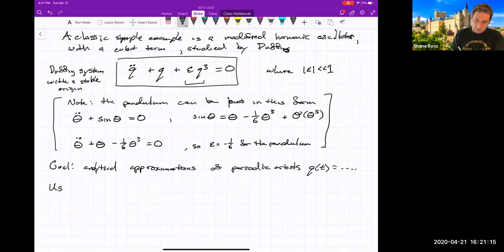So before we get to Lindstedt-Poincare perturbation theory, we want to talk about the usual perturbation theory. The usual perturbation theory is that you write this solution out by expanding in powers of epsilon.